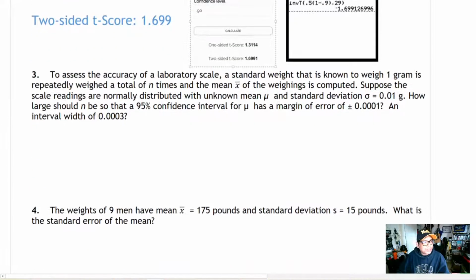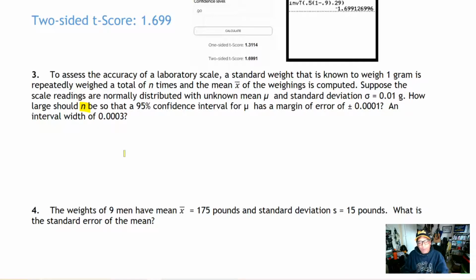So, number 3, to assess the accuracy of a laboratory scale, a standard weight that's known to be 1 gram is repeatedly weighed n times, and the mean is computed. Suppose the scale readings are normally distributed with a mean of mu and a standard deviation of 0.01. How large should n be so that a 95% confidence interval for mu has a margin of error of 0.0001, and then also an interval width of 0.0003?